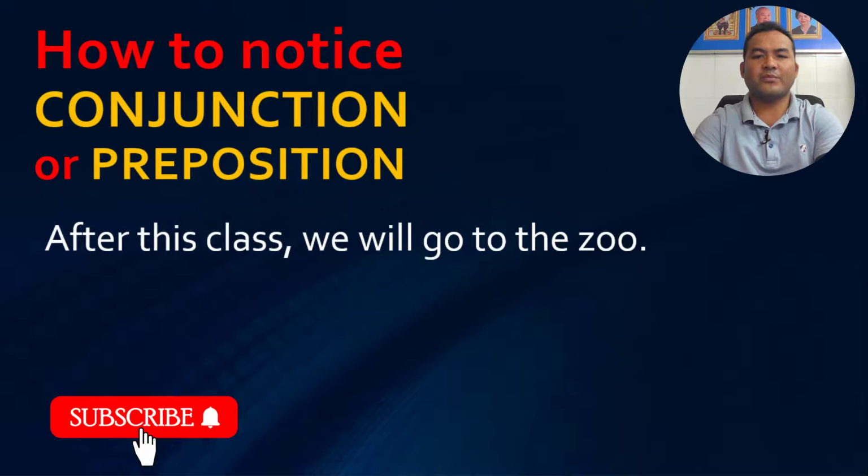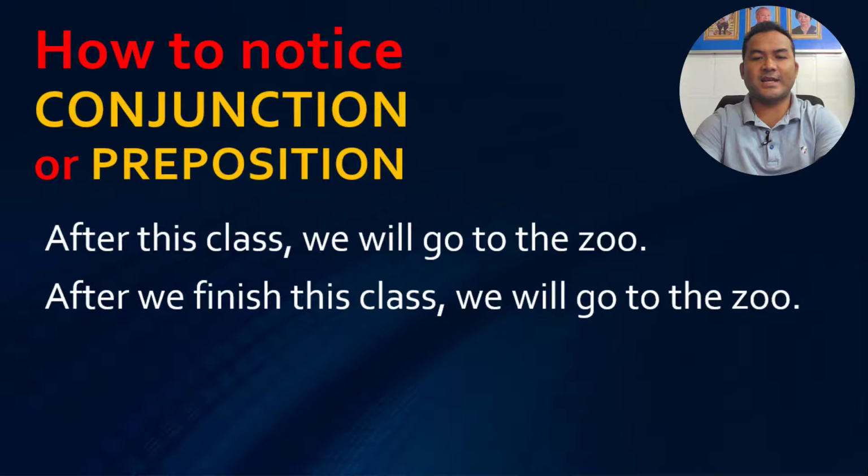How do we notice conjunction or preposition? After this class, we will go to the zoo. After we finish this class, we will go to the zoo. What is the difference between these two sentences? In sentence number 1, after this class is a preposition, functioning as a prepositional phrase plus an independent clause. In the next example, after we finish this class is a dependent clause, and we will go to the zoo is a main clause, or independent clause.